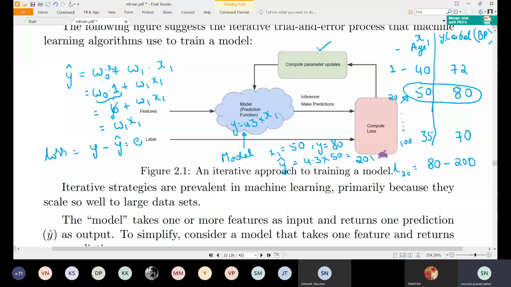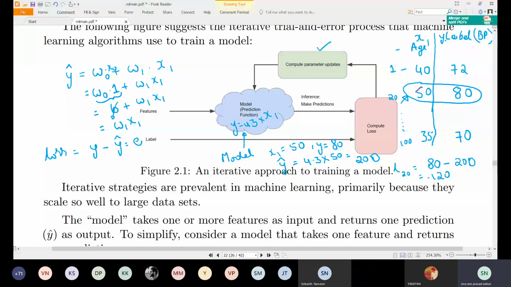Okay, so the loss for this 20th example is 120 minus 120. Similarly, you can calculate the loss for all other examples. And you know how to calculate the total loss. There are several formulas. In case of mean bias, what you will do? You will simply add all these deviations and divide that by total number of examples.